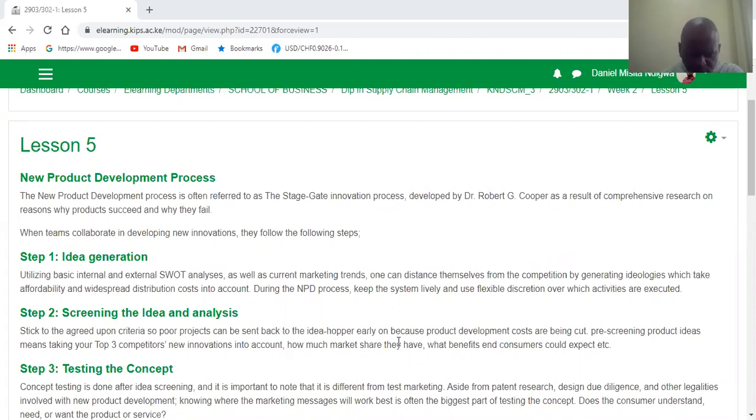So you must ensure you analyze that idea through what is called a pre-screening product idea analysis. So here you check the idea and see if it's going to be beneficial to the organization or to the end customer.